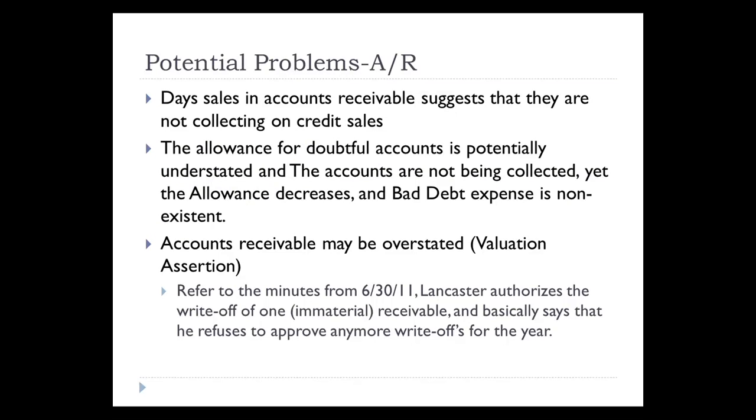As I pointed out, days sales in accounts receivable suggest that they're not collecting on credit sales. It's highly probable that the allowance for doubtful accounts is understated, because they're not collecting. We see them going from 20-something days to almost 80 days. As a result, if we're addressing the valuation assertion, then accounts receivable is probably overstated. It's not stated correctly.